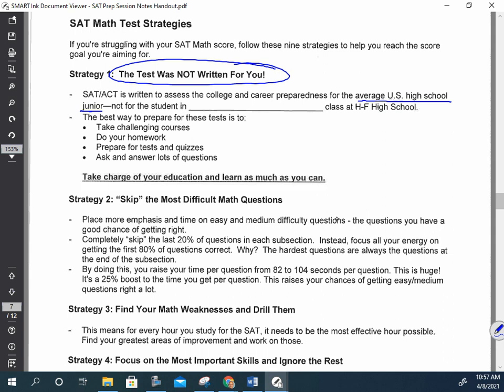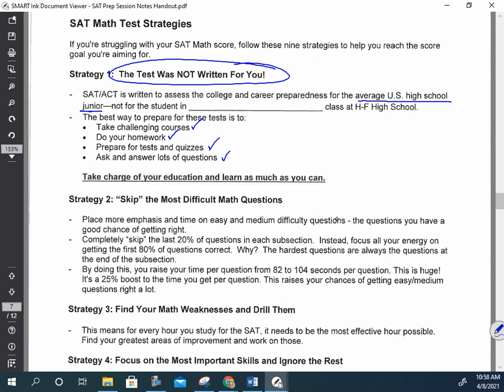So don't take it personally if you don't know how to answer every single question. Don't take it personally and then go back and say, I was never taught this. I don't know how to do this. There might be things on the test that you might not know how to do. Okay? That's why it's extremely rare that people get perfect scores. The best way for you to prepare is to take challenging courses, which you're in this class, so you are. Do your homework, which most of you do. I do say most, because some of y'all don't do your homework. Prepare for your quizzes and tests. Most of you all do that.